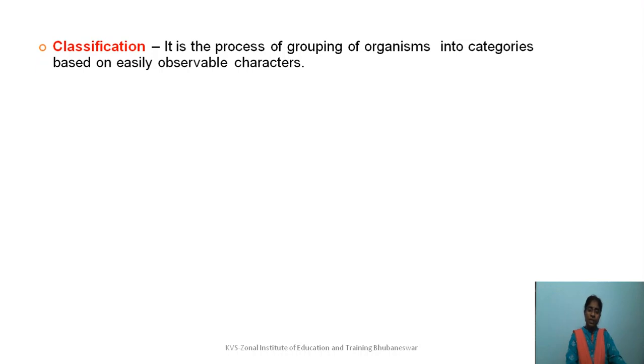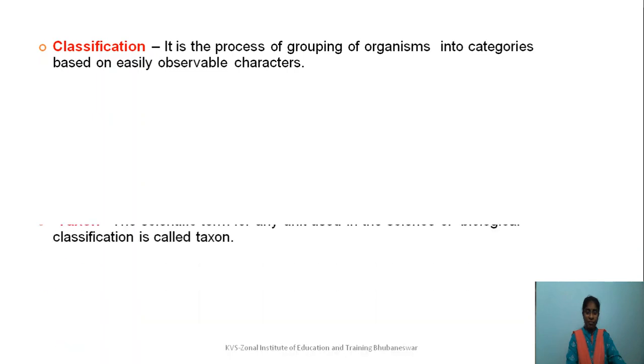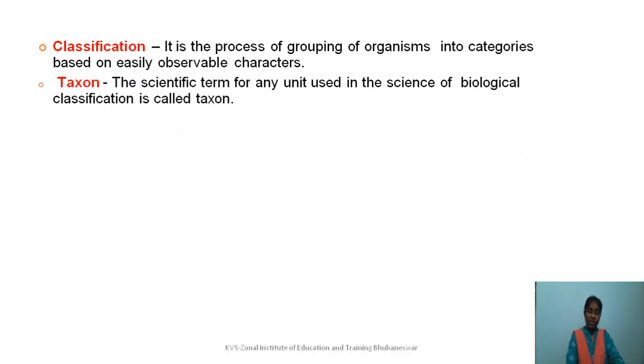Now the next one is classification. It is a process of grouping. First we have seen identification, and now it is classification. It is a process of grouping of organisms into categories based on easily observable characters. The next one is taxon. The scientific term for any unit used in the science of biological classification is called taxon.